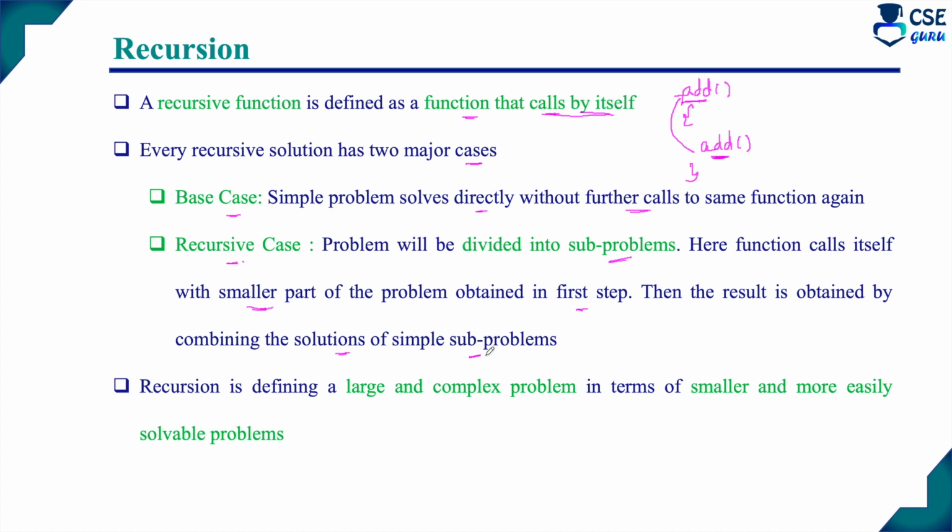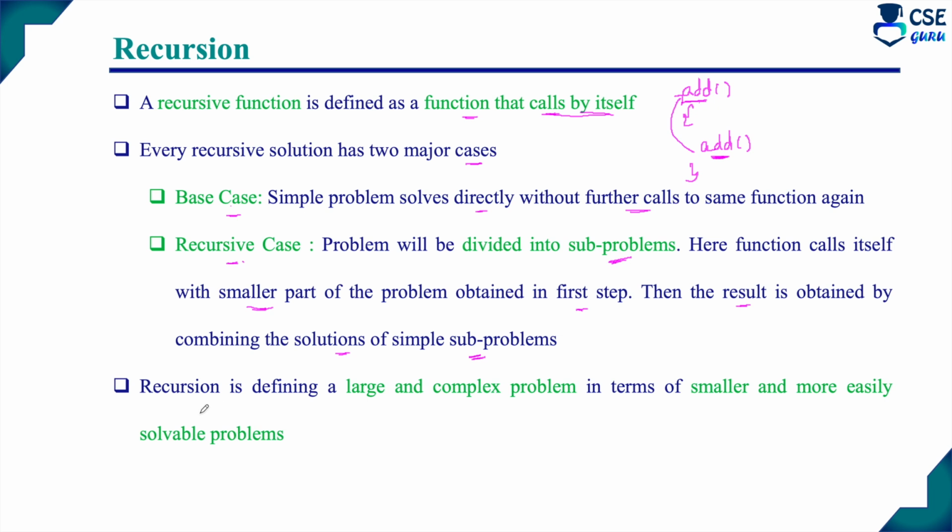So in the next recursion, again it will solve a smaller part. Next recursion, again it will solve a smaller part. Likewise, the problem will be solved in recursive steps. Then the result is obtained by combining the solutions of the simple subproblems. So these are the two cases. Base case means a further recursive call is not required. Recursive case means the problem will be divided into n-1 subproblems, and in each recursive call, the problem will be solved as a smaller part. Likewise, n-1 times you have to implement this recursive call. Then the result is obtained by combining the solutions of the simpler steps.